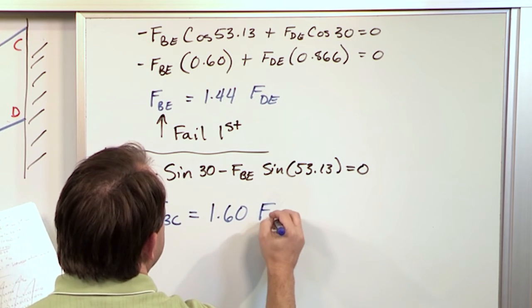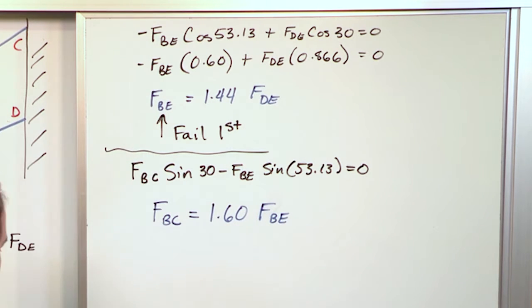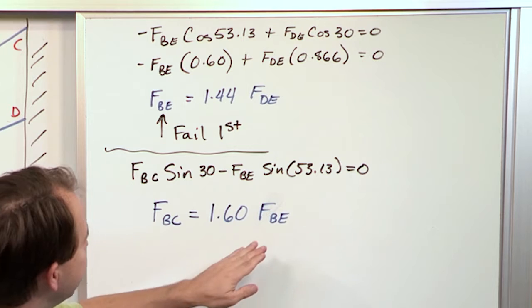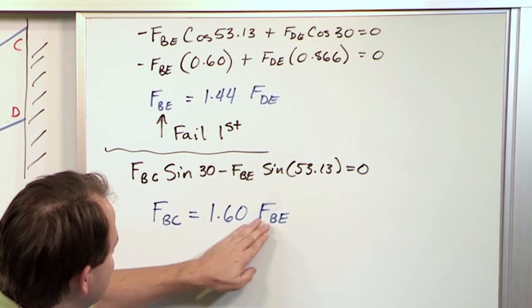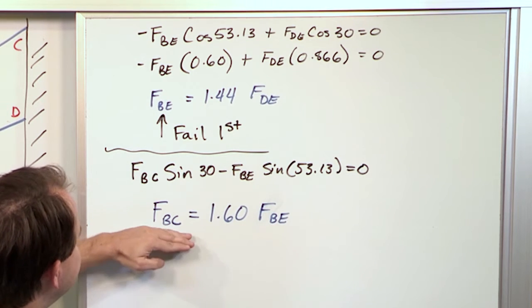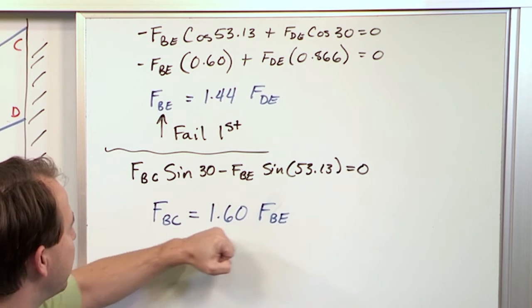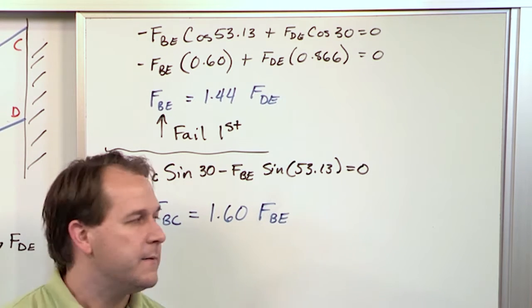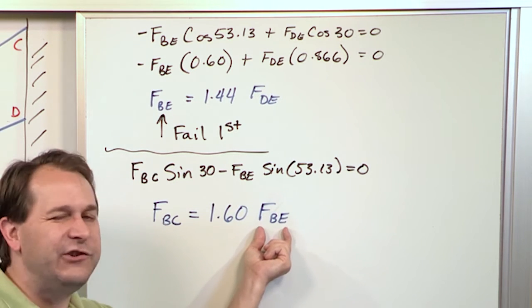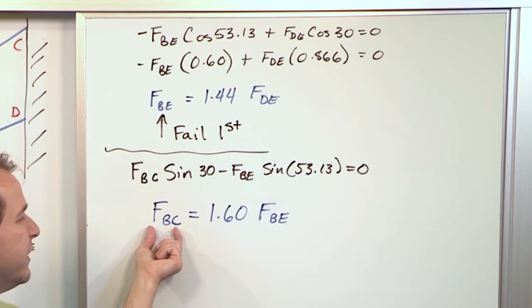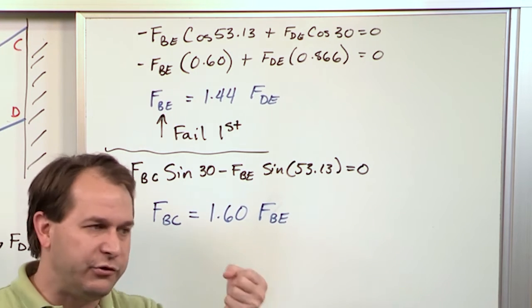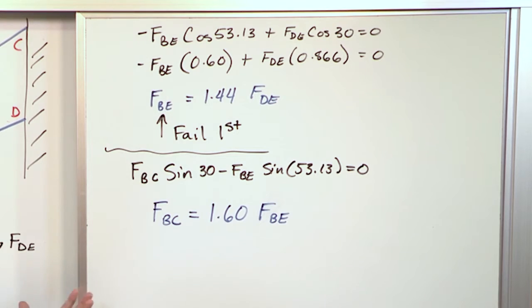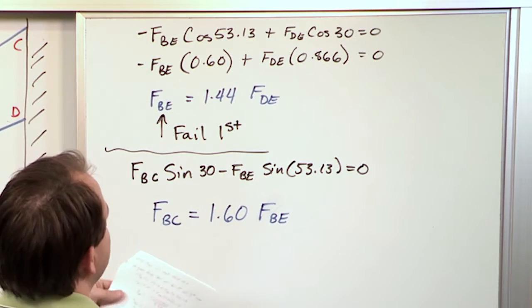times F_BE. Now notice what we've figured out here is that when we compare BE to BC, BC is always the one that's going to break first before BE does. Because no matter what the force of the tension is in this rope here, this one's always going to be bigger. So as you add more and more weight, you can see which one's going to break first of everything we have here on the board.